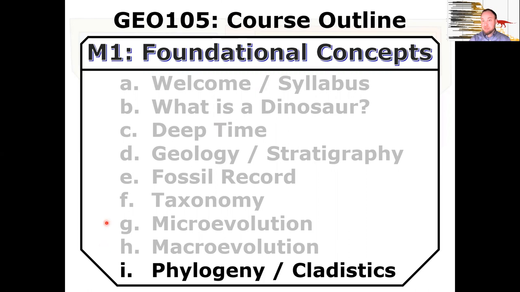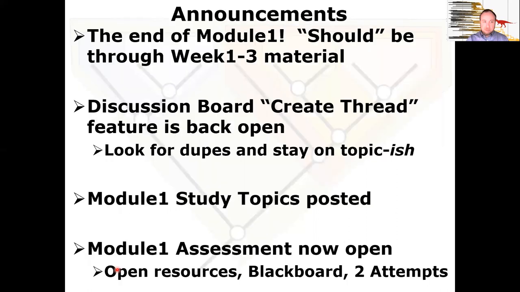We've talked a little bit about microevolution, so evolution within a species. We've talked about macroevolution, basically speciation, the creation of new species. And today we're going to talk about phylogeny and cladistics, basically how we lump together these species to assemble their evolutionary history, their phylogeny, and how we analyze them with cladistic trees. But before we do that, some announcements.